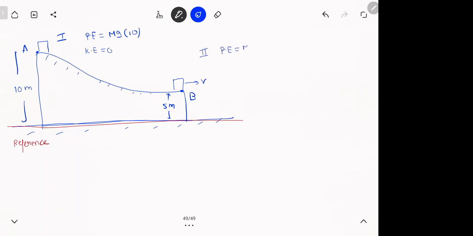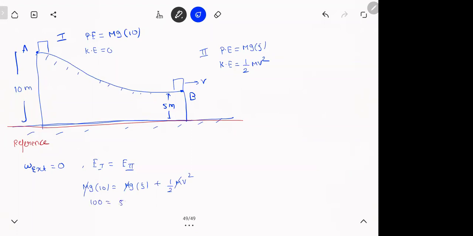Potential energy, mg5. Kinetic energy, half mv square. Since work done by external force is 0, there are no external forces. See, gravity is not external. Initial energy is equal to final energy. Initial energy is mg10. Final energy is mg5 plus half mv square. m gets cancelled.